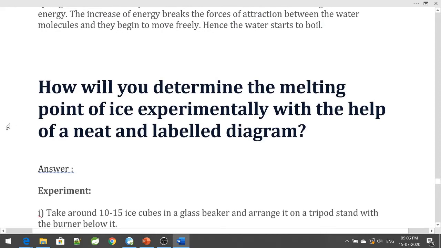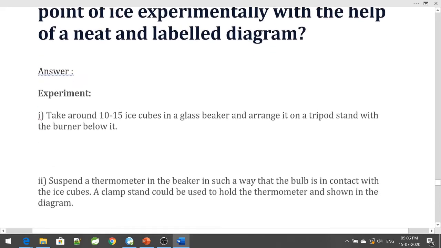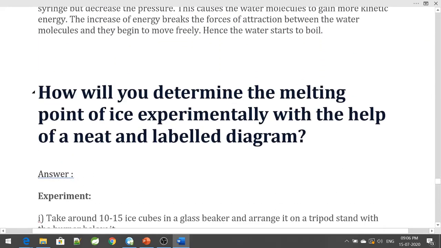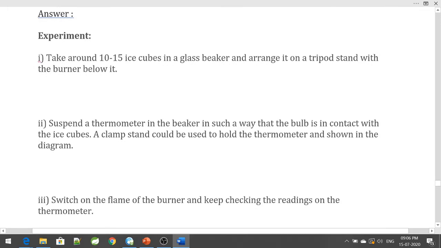How will you determine the melting point of ice experimentally with the help of a neat and labeled diagram? What do we have to determine? Melting point of ice. Take around 10 to 15 ice cubes in a glass beaker and arrange it on a tripod stand with the burner below it. Suspend a thermometer in the beaker in such a way that the bulb is in contact with the ice cubes. The clamp stand could be used to hold the thermometer as shown in the diagram.